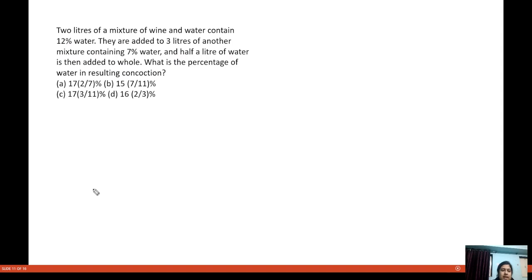Let us understand what this question is saying. It is saying 2 liters of a mixture of wine and water contains 12% of water. So it is 2 liters and it is having 12% water.